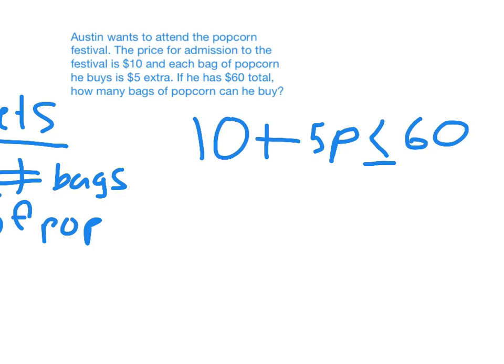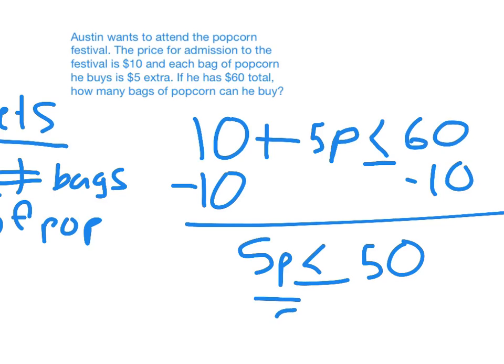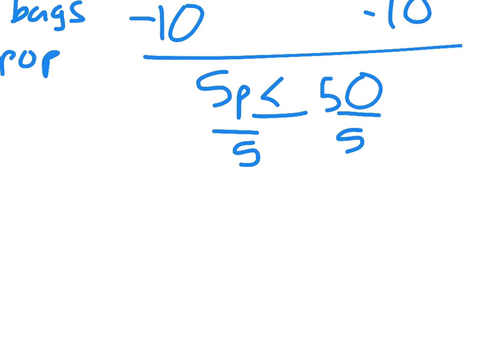And then we do this like any equation that we've ever solved. Subtract 10 from each side. 5p is less than or equal to 50. And then divide that by 5. Since there is no negative, we don't need to flip the sign. We can keep that normal. So that'd be p is less than or equal to 10.